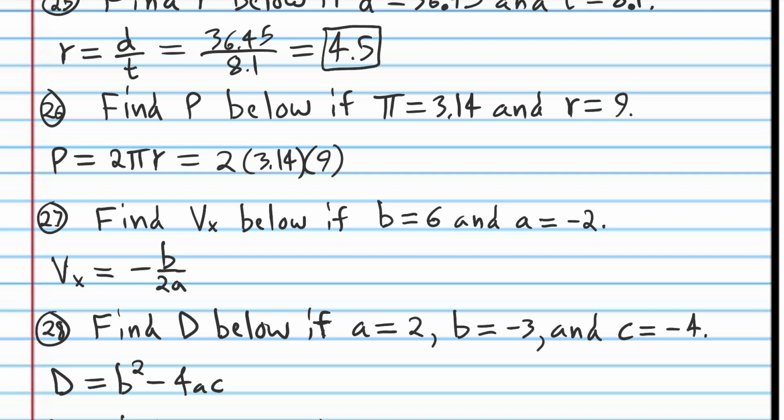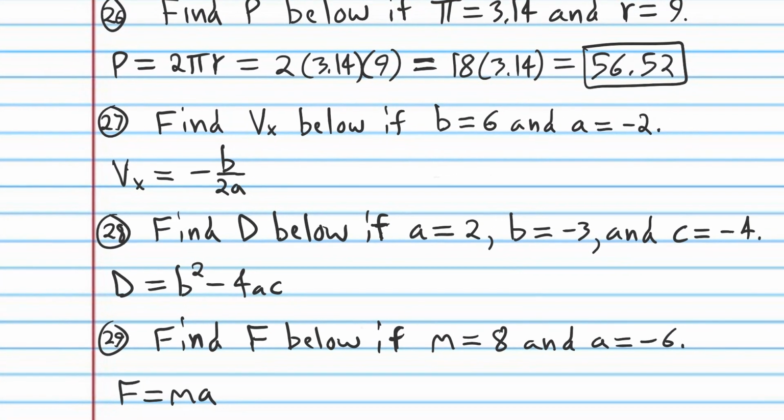All right, so 2 times 3.14. That would be, actually, I'm going to do 2 times 9 first. That's legal. So 2 times 9 is 18. And then 18 times 3.14. I'm going to get out my calculator for that. And I get 56.52. So if you got 56.52, good job.